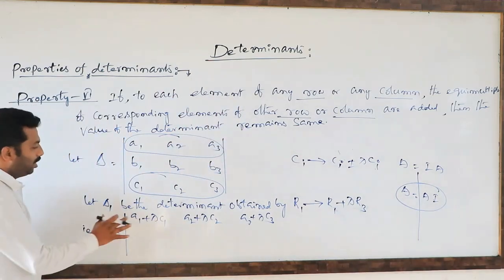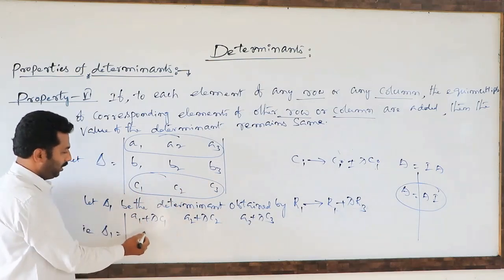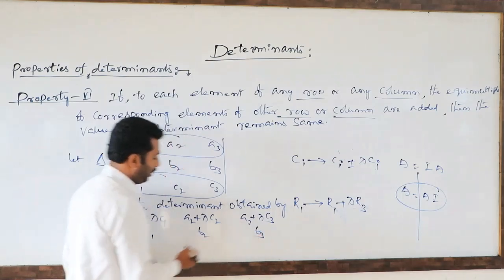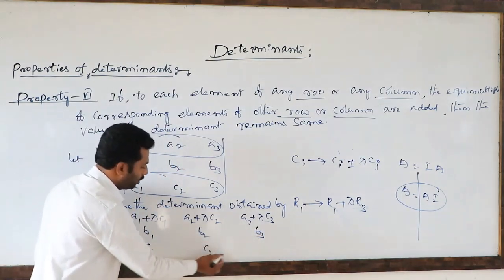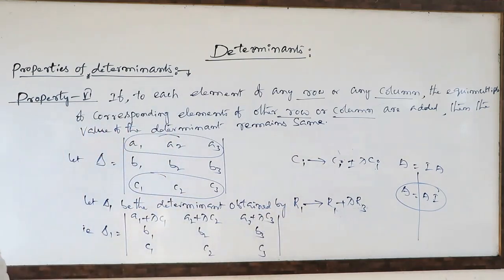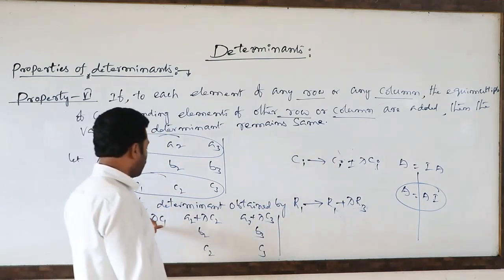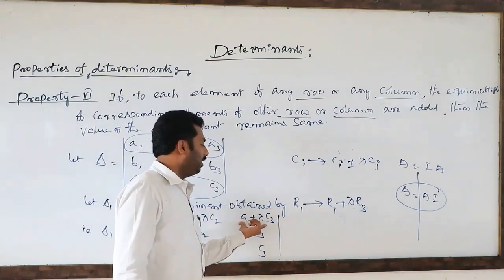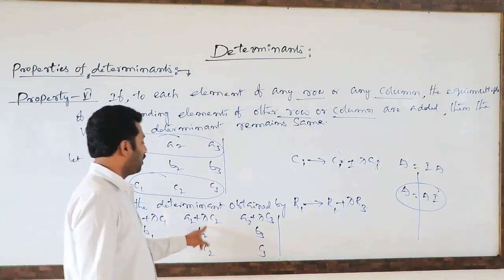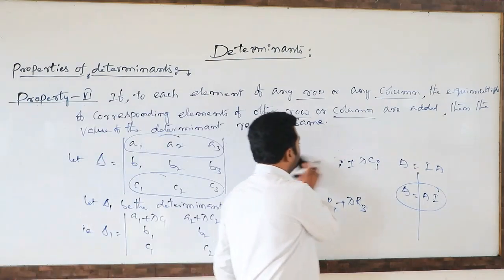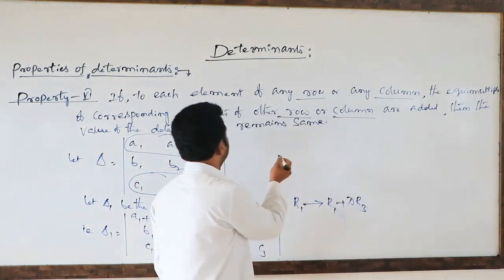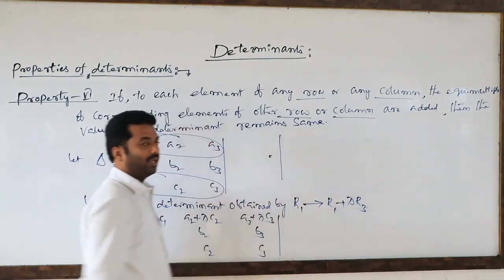Now you observe, no changes in R2, R3. What is R2? This is B1, B2, B3. This is C1, C2 and C3. Just last class I told you, if all the elements of any row or any column are expressed as a sum of two terms, this determinant also can be expressed as a sum of two determinants. How to express it as a sum of two determinants? Now you have to tell.